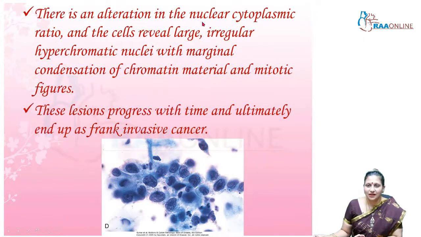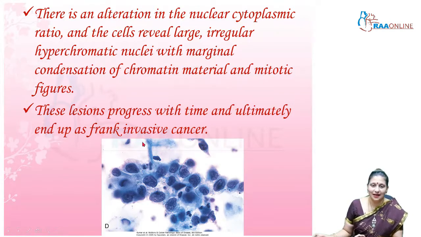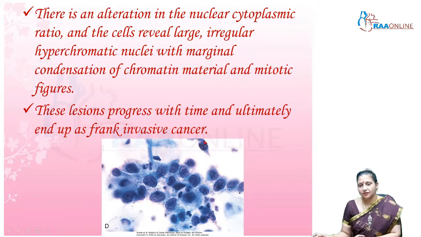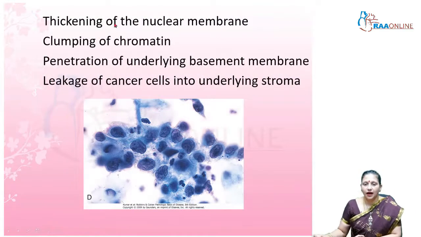Now, there is an alteration in nucleocytoplasmic ratio. The cells reveal large irregular hyperchromatic nuclei with marginal condensation of chromatin material and mitotic figures, and these lesions progress with time and ultimately end up as frank invasive cancer. Now, other features of dysplasia are thickened nuclear membrane, clumped up chromatin, and the penetration of the underlying basement membrane, when it is called microinvasive carcinoma. And when the microinvasive carcinoma happens, the cancer cells leak into the underlying cervical stroma.